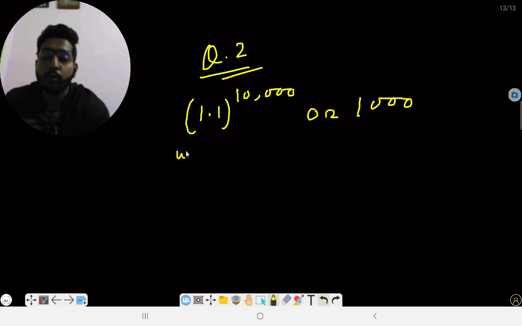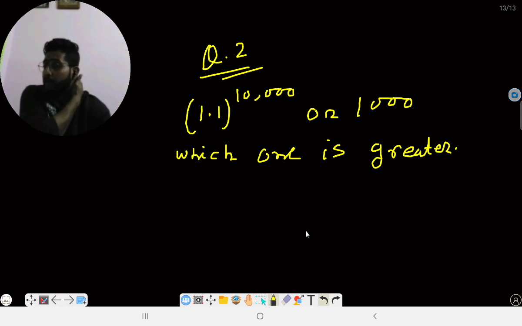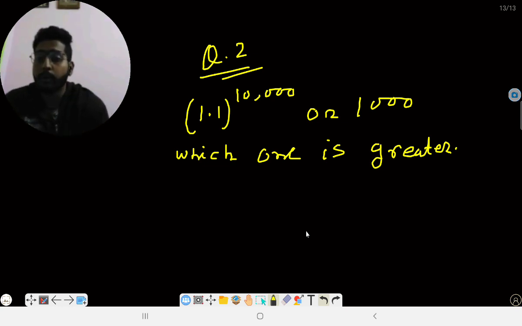We have to find which one is greater. From these two numbers, we have to tell which number is greater. Now using binomial, how to solve this type of problem? First of all, we know the formula of a plus b whole to the power n, how to expand this one. So what will be 1 plus x whole to the power n?